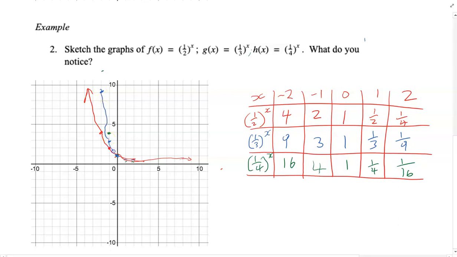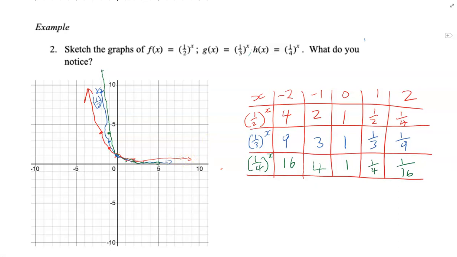There goes your curve. That's 1/3 to the x. And thirdly, 1/4 to the x, with the points in green dots. Notice the curves are falling from left to right, going through 0, 1 as the intercept, and they are going down toward the x-axis, but the x-axis acts as an asymptote. So these are the things that we notice.